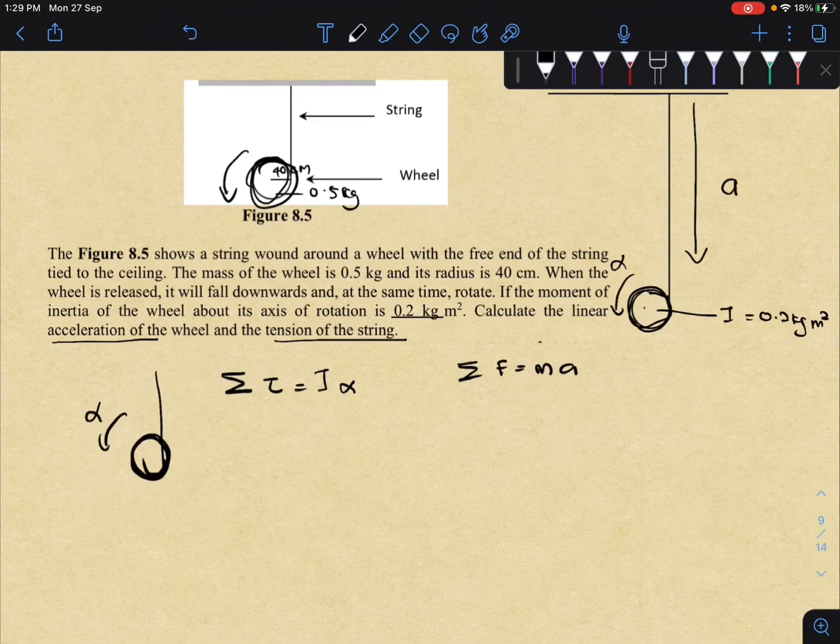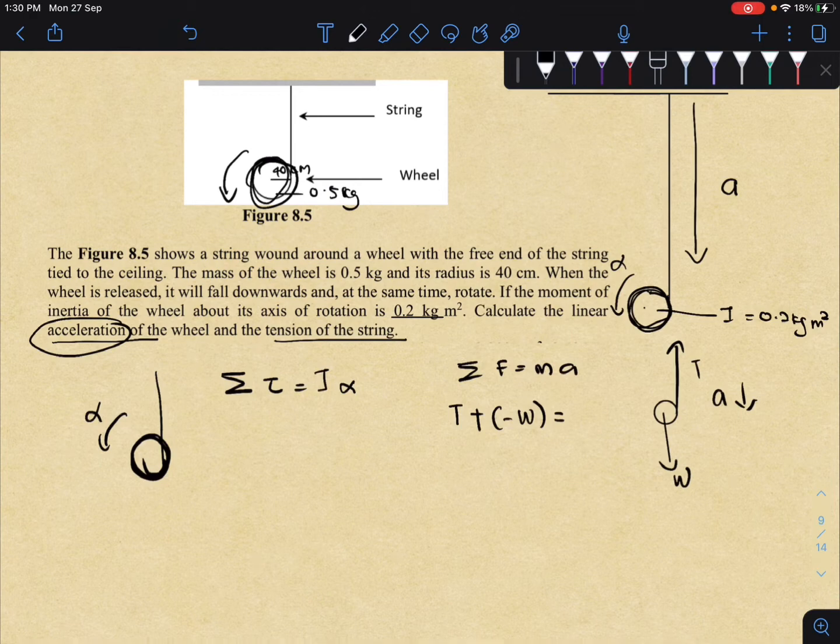For summation F equals ma, our object here is the wheel itself. The forces acting on the wheel are the weight of the wheel, W, and the tension from the string, T, here. The object is displaced downwards. The question asks to find the acceleration and also the tension. The tension is going up, so positive T, plus the weight going down, negative W, and these two must equal ma, the mass of the wheel multiplied by the acceleration. The acceleration is downward, so negative a.